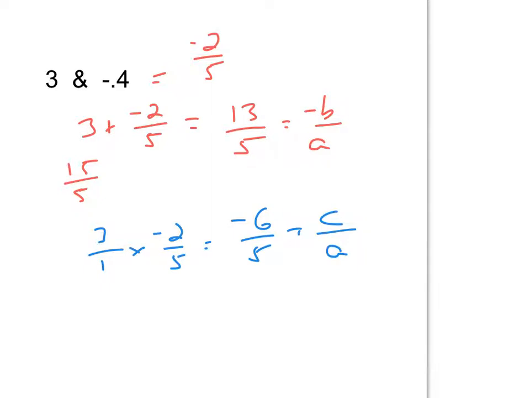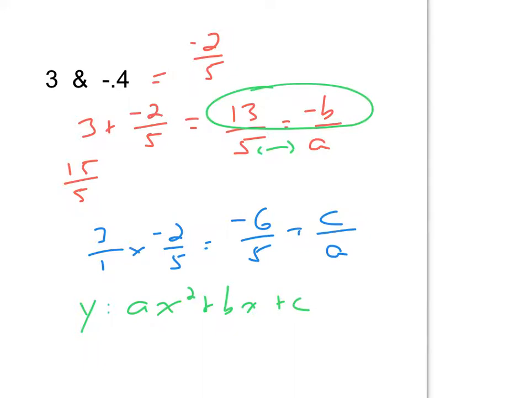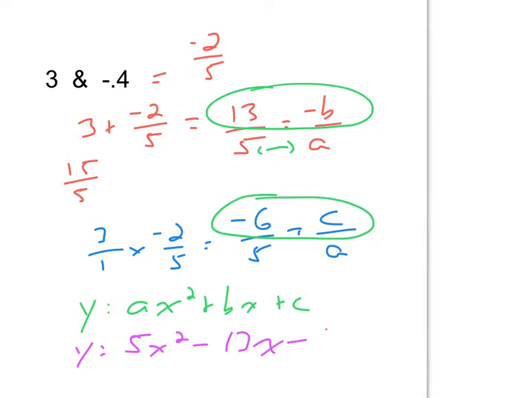Now we can see that if I write this, y equals ax squared plus bx plus c. Our a is equal to 5. Our b is equal to negative 13. And our c is equal to negative 6. So I'm going to have y equals 5x squared minus 13x minus 6. And there is your equation given the roots of 3 and negative 2/5.